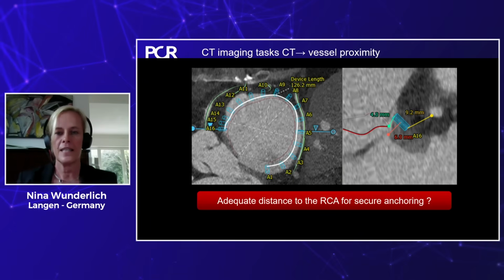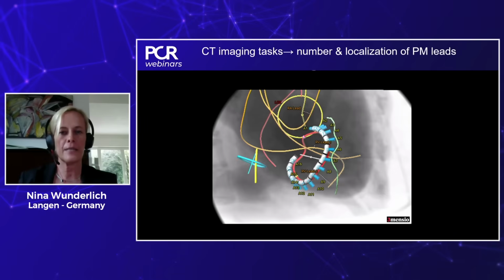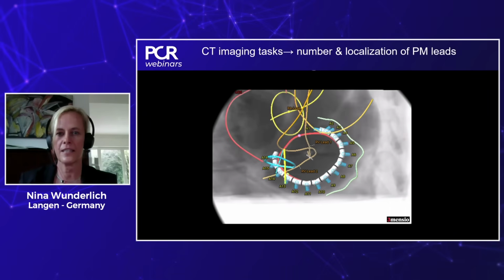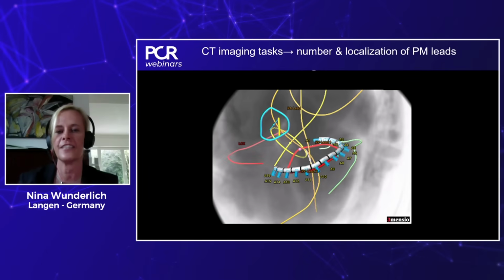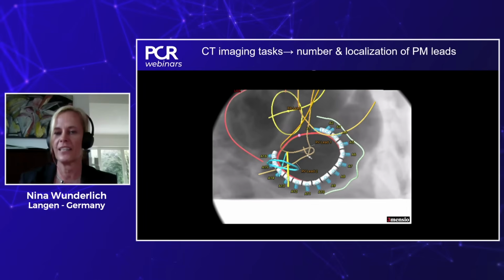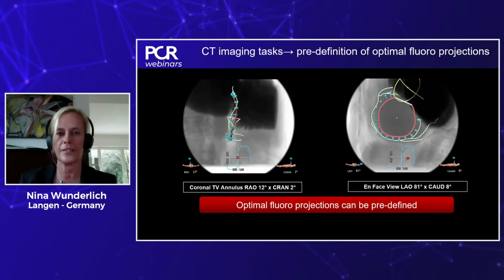So for each anchor, as you can see on the right side, there is an orthogonal view which shows you the distance to the hinge point and the distance to the right coronary artery. And you can ensure that you have enough tissue to place your anchors correctly and securely. What also can be assessed with CT is the number of leads and the rough position. You can't really decide if there is a CIED-related tricuspid regurgitation, but you can at least address the situation and localization of the leads. And what can also be provided by CT is the optimal flow projections before the procedure.